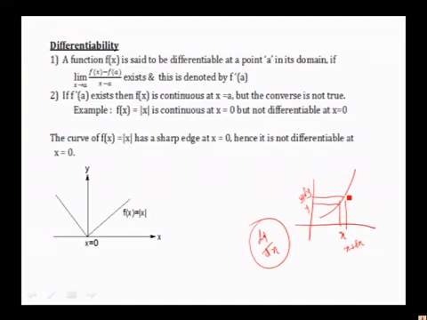A function f(x) is said to be differentiable at a point a in its domain if the limit of (f(x) minus f(a)) over (x minus a) as x tends to a exists, and this is denoted by f dash a. So this limit must exist.